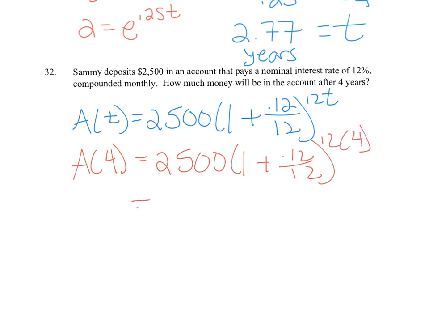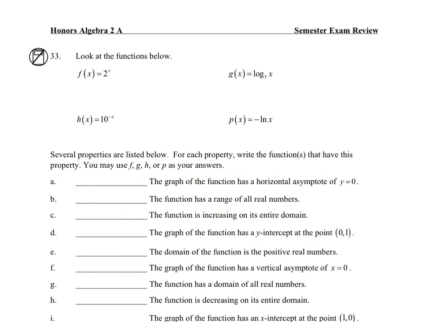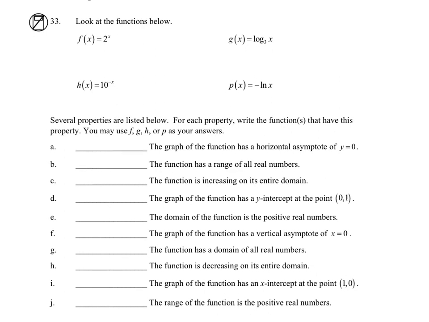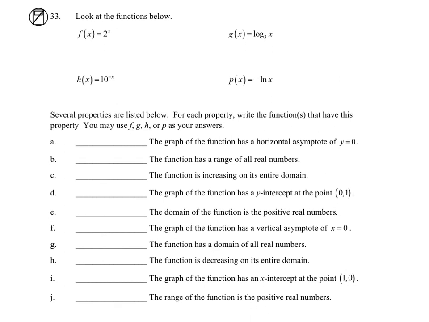And you're going to use your calculator. You should get $4,030.57. Okay, so we need all 4 of these functions for 33. Write the function that has that property.